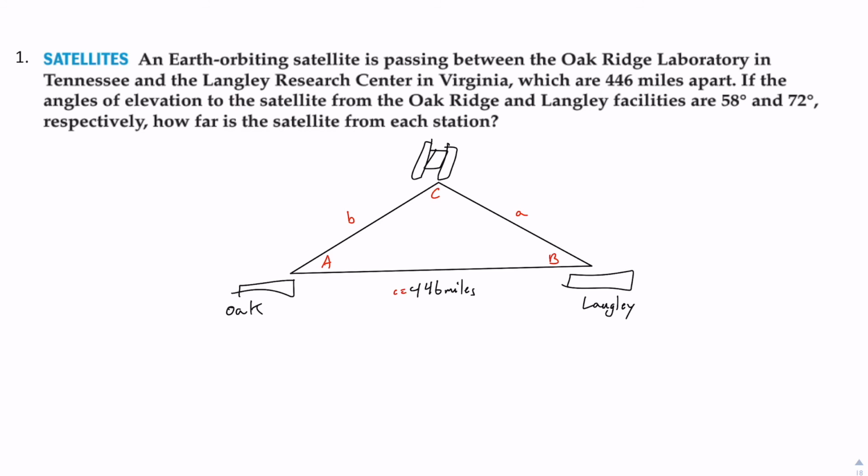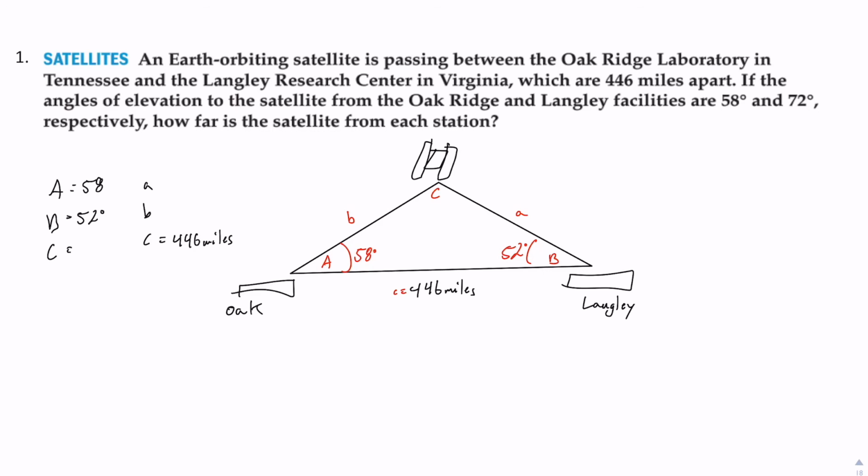Now, if the angles of elevation to the satellite from the Oak Ridge and Langley facilities are 58 and 52, and let's work respectively, so this is 58 and 52 degrees. Oak came first, so Oak gets 58. How far is the satellite from each station? Well, we have A, B, C. A is just 58. B is 52. You guys can figure out C very easily using 180 minus these two. And then we know c is 446 miles.